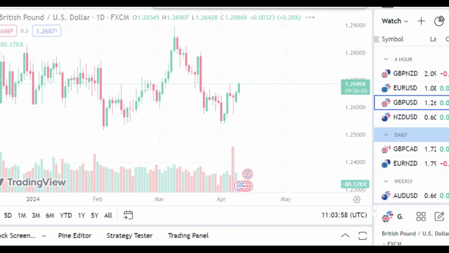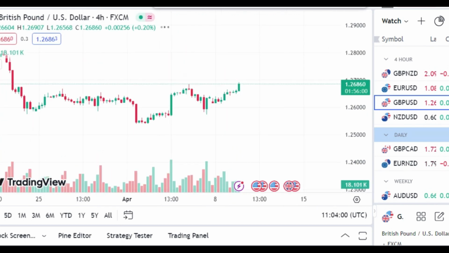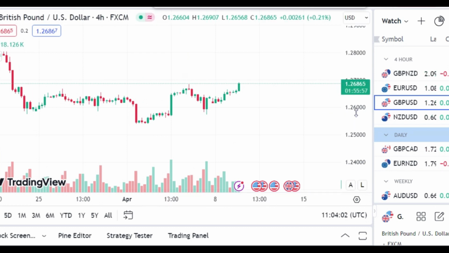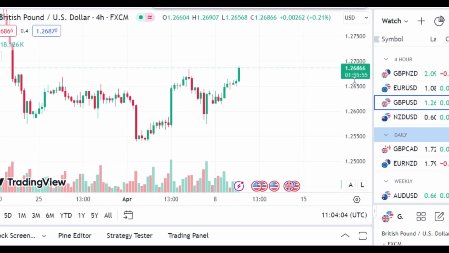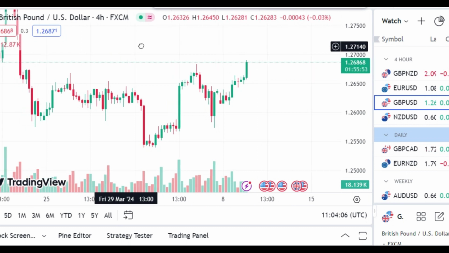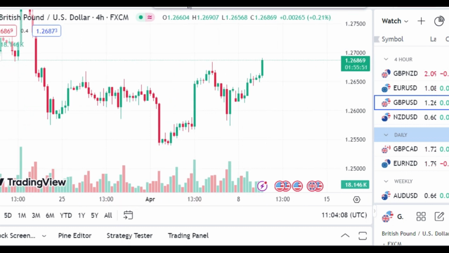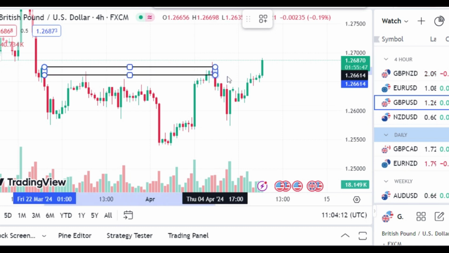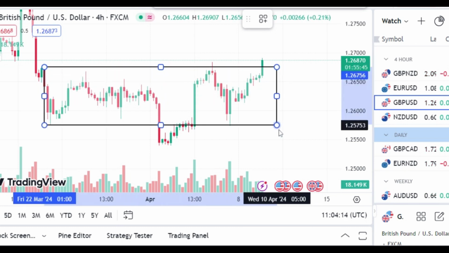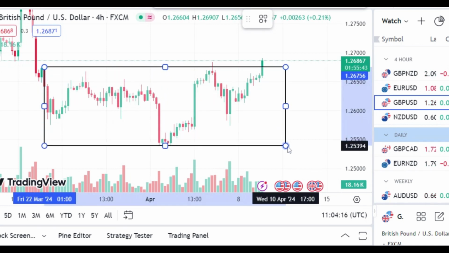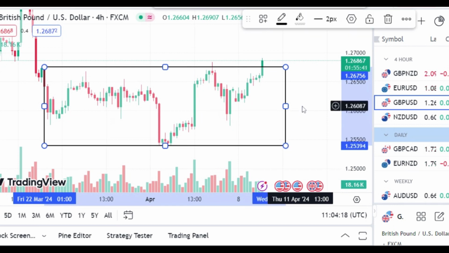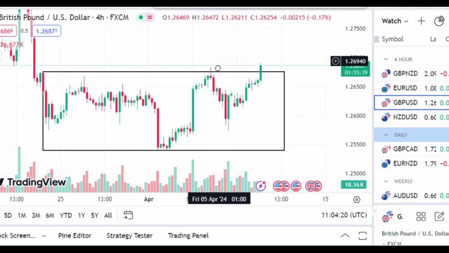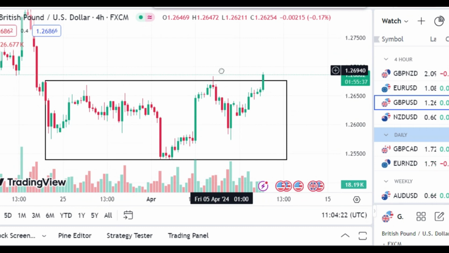The third one, I'll go to 4 hour, and in 4 hour, I'll try to see what is happening. Again, on 4 hour, can you see there is a box? You can also use this box on the 4 hour. Wait for this box to break, and it is almost breaking. The candle has not yet closed. So if you don't want to use the daily, you can use the 4 hour.